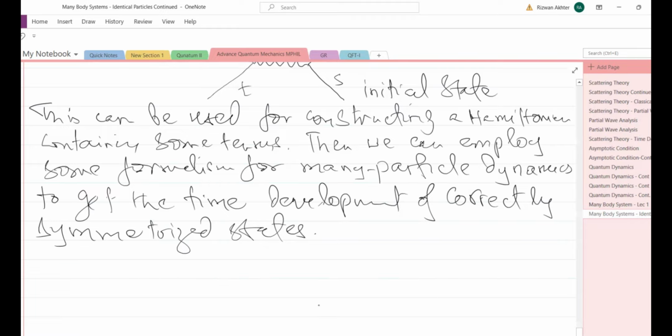Because we have proved our point that quantum mechanics is not a single particle theory, but a multi-particle theory. And if we could develop some sort of a Hamiltonian, then we could talk about the eigenstates, eigenvalues, and so on. And then using that Hamiltonian, we can write the time development of those correctly symmetrized states. And so the important point which comes here is, in fact, the multi-particle nature of quantum systems.